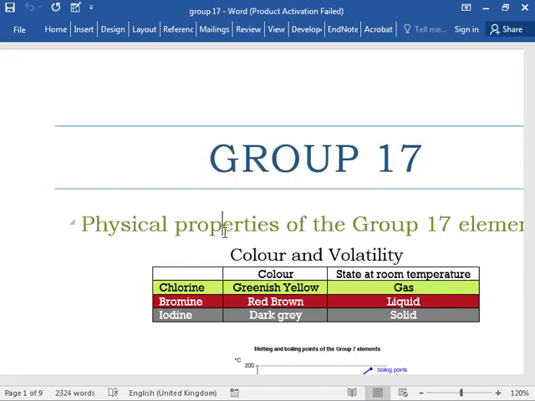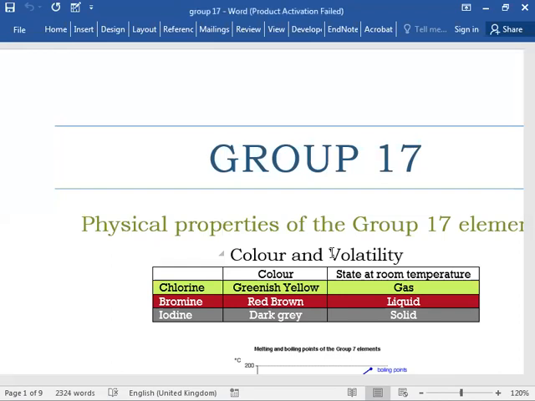bromine, iodine, and astatine. But the basic properties that we will be focusing on are for these three elements, which are fluorine, bromine, and iodine. And obviously, the trend will continue for fluorine and astatine. Let's understand the color and volatility. What is volatility? Volatility is the property that relates to boiling point.